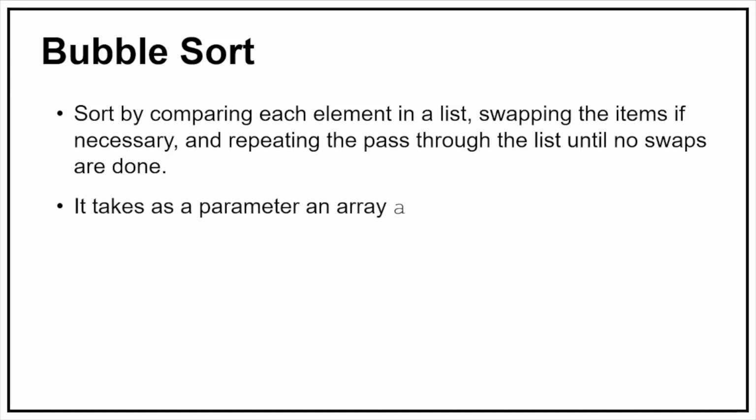It takes as a parameter an array A, which we will define later. Bubble sort has the complexity of big O n squared, which means it works okay for small amounts of data, but not bigger ones. Here's the algorithm.